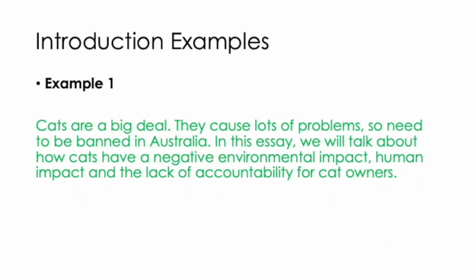When you put those three things together, this is what you get. Cats are a big deal. They cause lots of problems, so need to be banned in Australia. In this essay, we'll talk about how cats have a negative environmental impact, human impact, and the lack of accountability for cat owners. This is purely putting together the three parts I showed you before, and if I use three different colours, you can see where each of the three sentences sit.